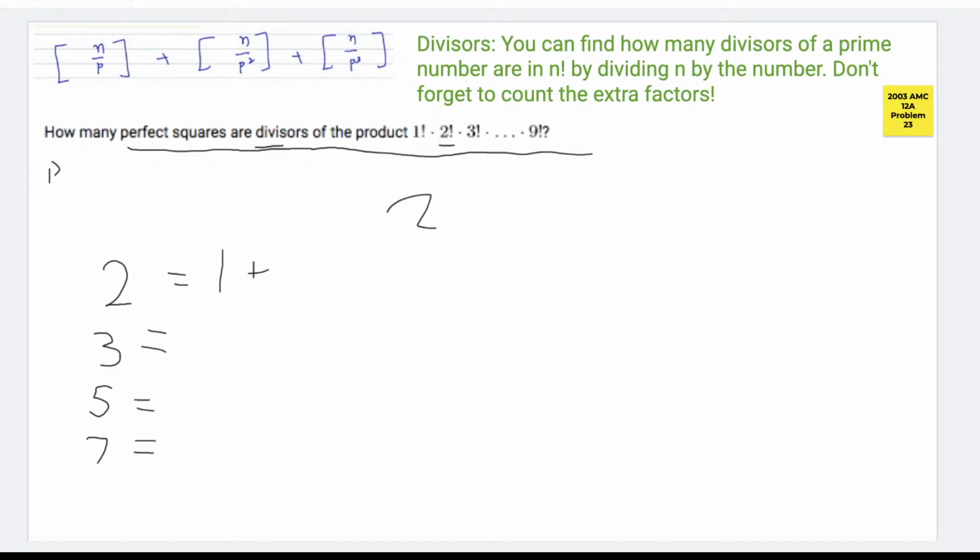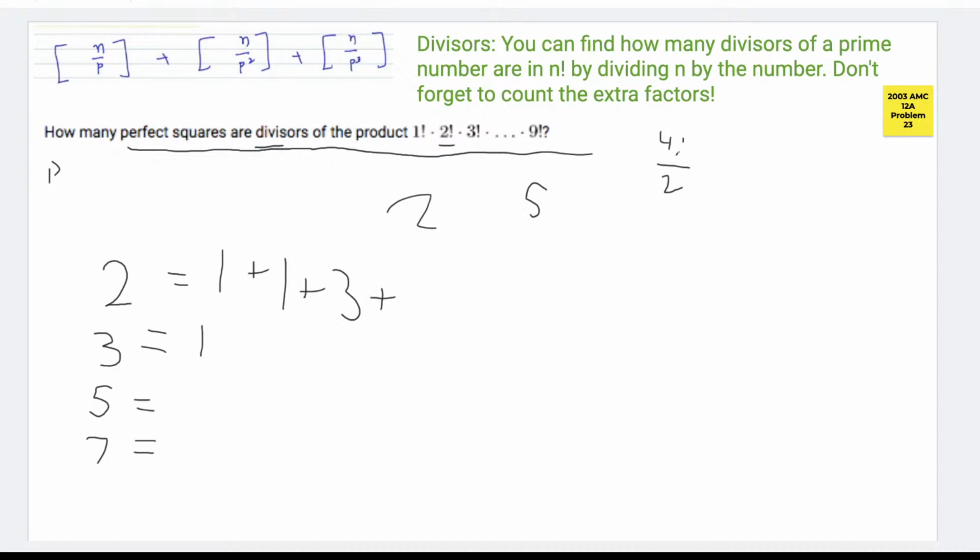3 is 3 times 2, so 1 goes to 3 and 1 goes to 2. Now 4 factorial. To find the highest power of 2 that divides it, we divide 4 by 2, it's 4 itself, and then we divide 4 by 2 squared, and you get 3. And you do the same for 5 factorial.